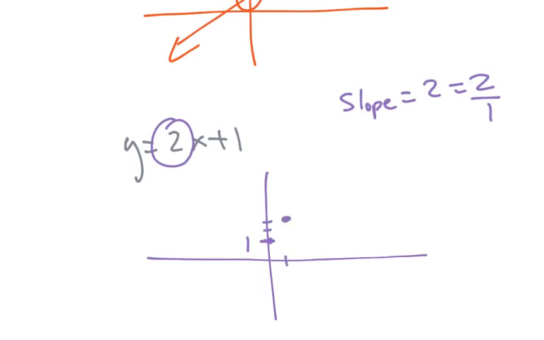And we can continue this process. I can rise 2, I can run 1, I get another point. And the collection of all of those points is the line. For our sake, we use the y-intercept to find one point, and then we use the slope to find the next point. And from just 2 points, you can always draw a line. So, in a nutshell, that's the effectiveness of it.